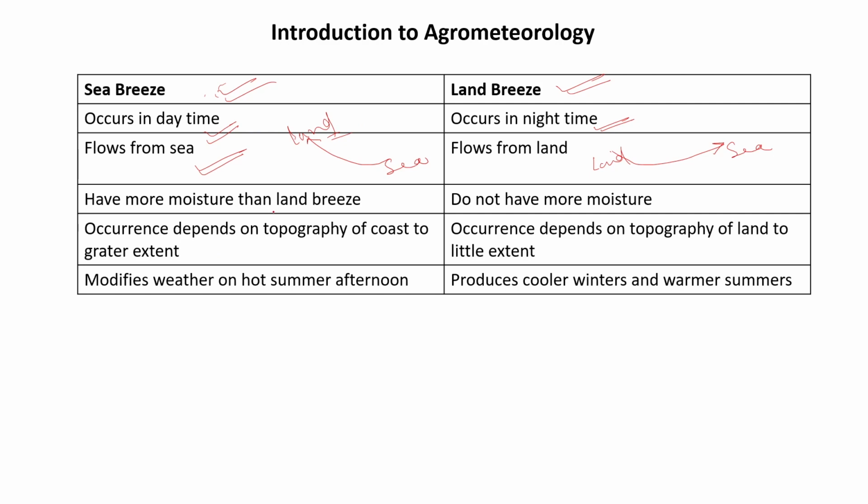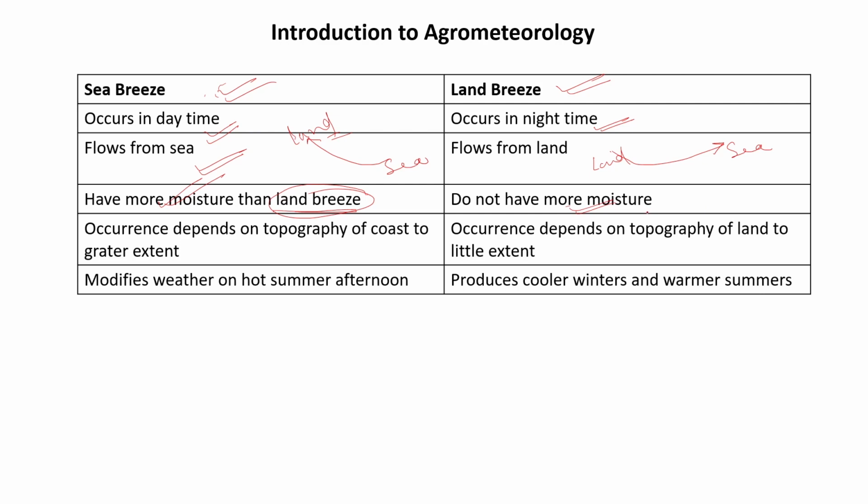The sea breeze has more moisture than the land breeze. The land breeze does not have more moisture, because in the sea breeze the wind is coming over the sea, so it is laden with a lot of moisture.